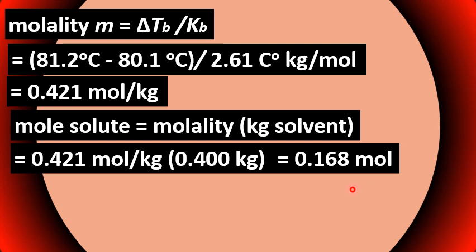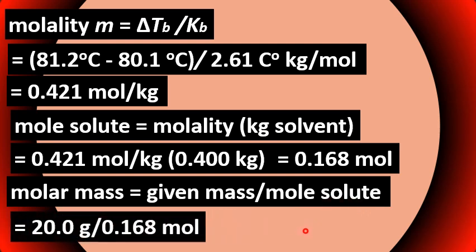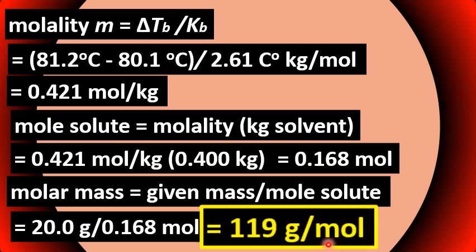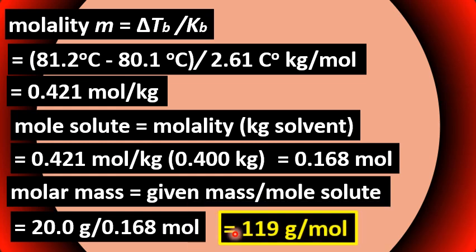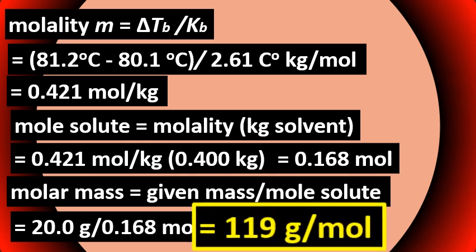Lastly, computing the molar mass of the solute, we simply divide the given mass of the solute, which is 20.0 grams, by the number of moles of the solute that we got here, which is 0.168 mole. So simplifying, we get the molar mass of the solute equal to 119 grams per mole in 3 significant figures.